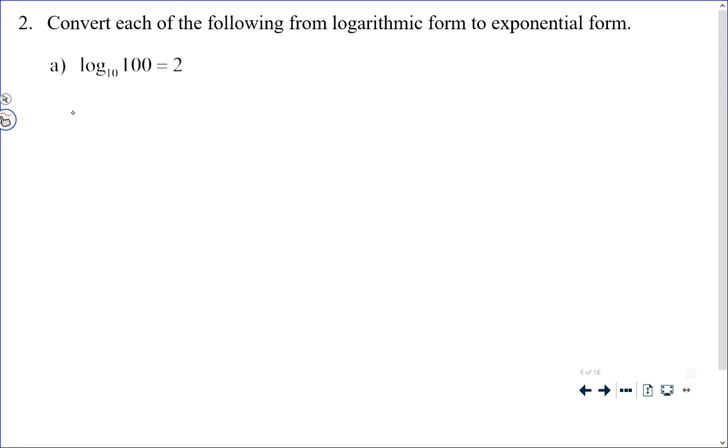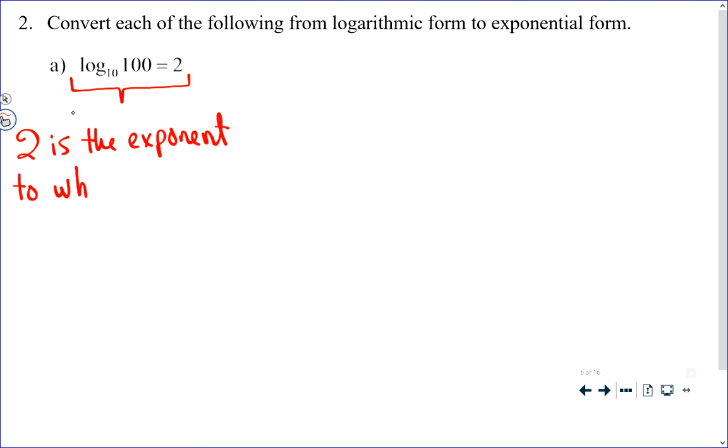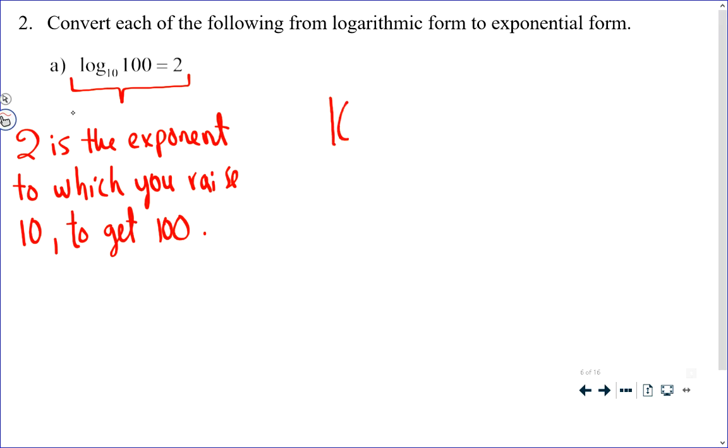Incredibly useful. Convert each of the following from logarithmic form to exponential form. Well, I want to actually write out what this means. 2 is the exponent to which you raise 10 to get 100. If you can look at a logarithmic expression and read it that way, then you are converting it to exponential form. You raise 10 to the 2 to get 100.